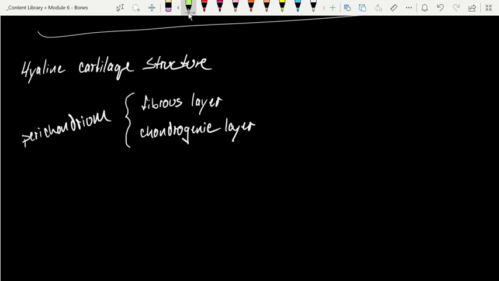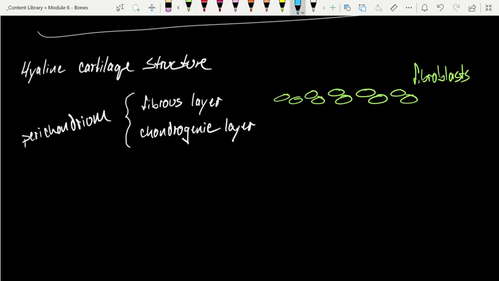In the fibrous layer, we have a bunch of fibroblasts. And the fibroblasts are just my primary source throughout the body of collagen-producing cells. And so that's what these cells are doing. They are producing collagen. So let's throw some collagen down here.